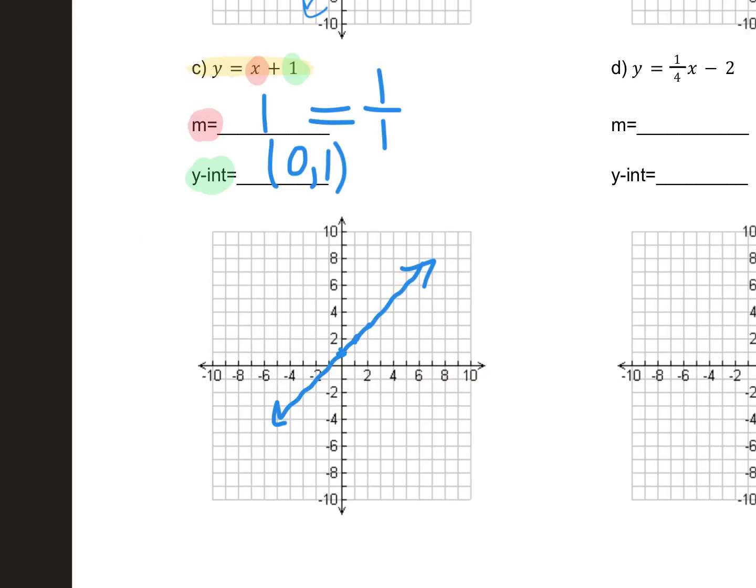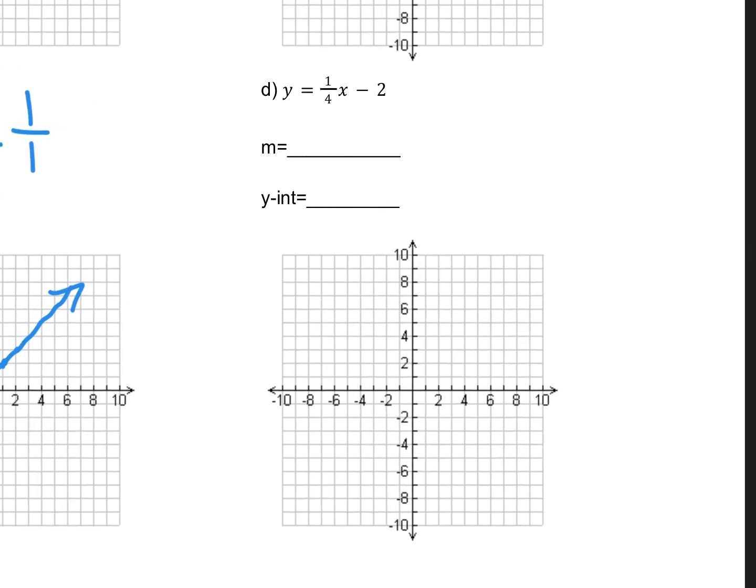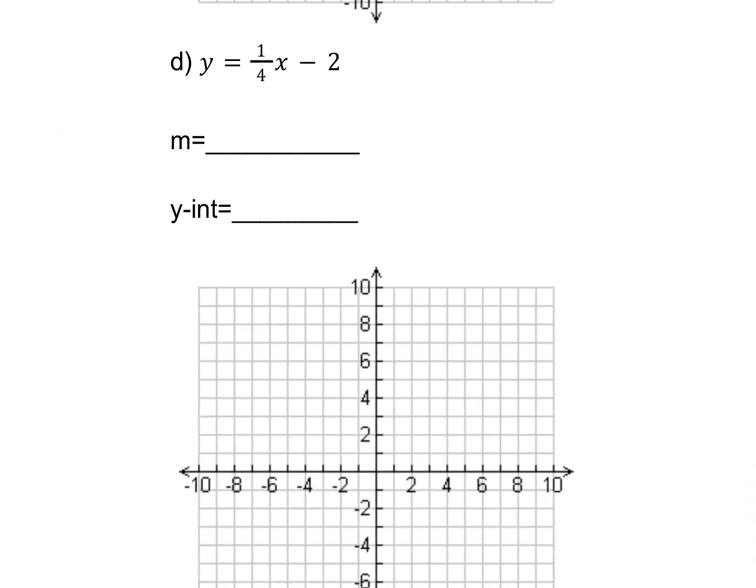All right, so I got my slope to be 1, my y-intercept is the ordered pair 0, 1, and my line is on the graph. So if you got something different, check and see if you made a mistake somewhere. All right, last one on this page, problem D.